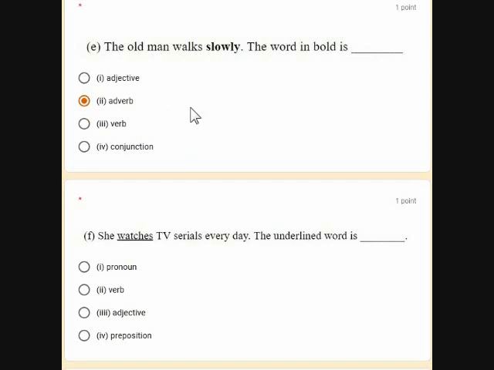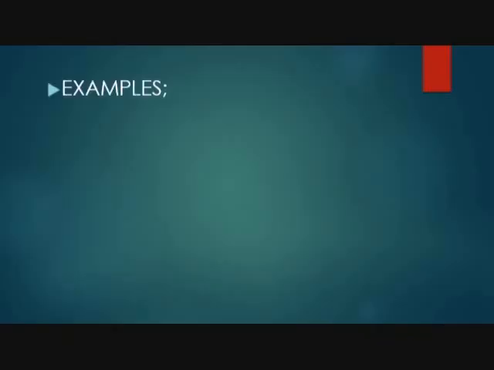As we can see, the word slowly here modifies or adds meaning to the verb walks. So if I ask, how does the old man walk? He walks slowly. So the correct option here is 1 no, 2 no, 3 no, 4 no. The answer is very good, 2. That is adverb. Let's see some more examples.